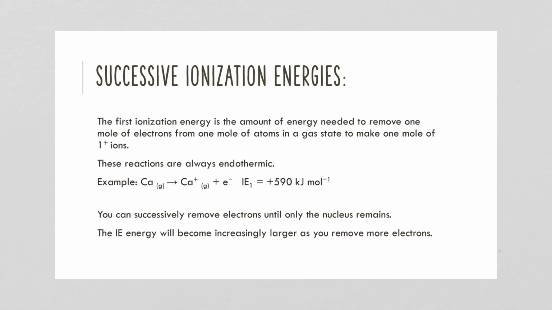So for example, if we have calcium becoming oxidized to be a calcium 1+ ion plus an electron, the first ionization energy is 590 kilojoules per mole. And then you can successively remove electrons until only the nucleus remains. And the ionization energy will become increasingly larger as you remove more electrons, because it is harder and harder to remove electrons closer to the nucleus.